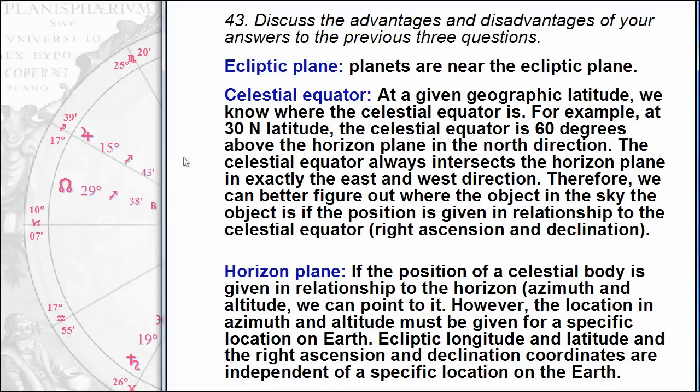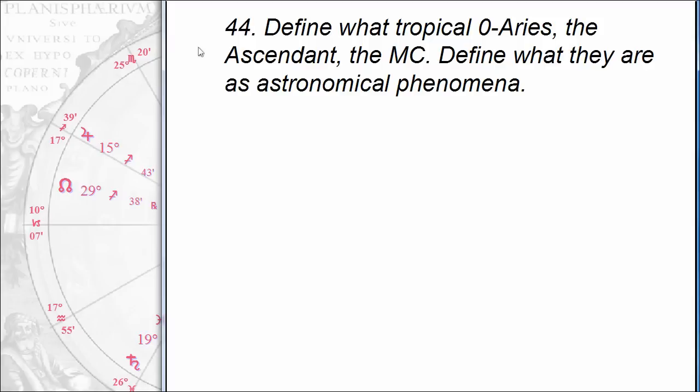So you can describe an object in relationship to any great circle, and these three great circles are the most common ones used: the ecliptic plane, the celestial equator, and the horizon plane. And now you have an idea of why they're used and what the advantages and disadvantages are of measuring and describing where planets and other celestial objects are in relationship to these three different great circles.